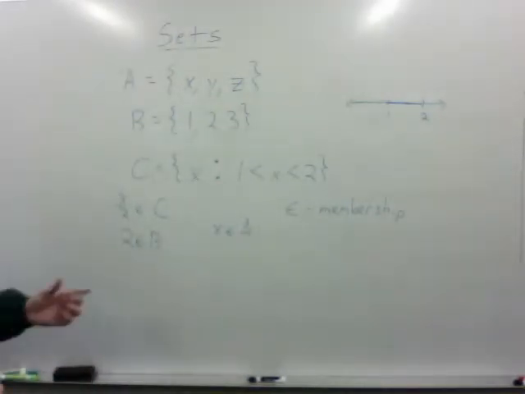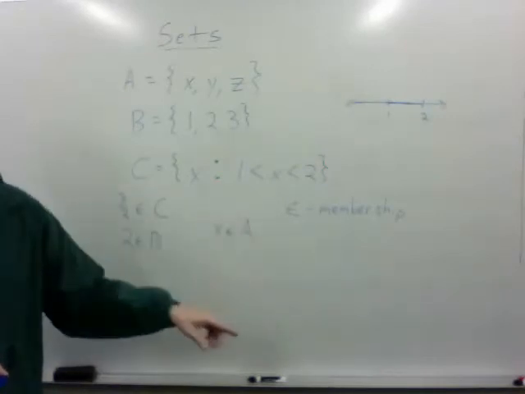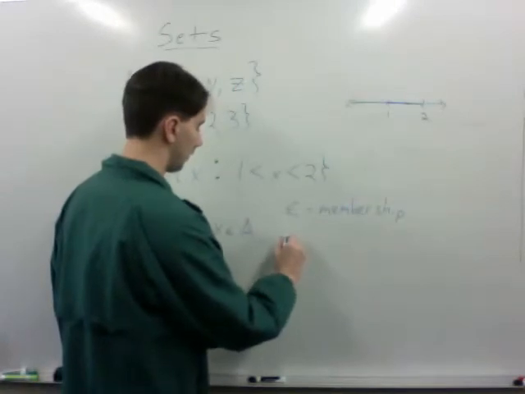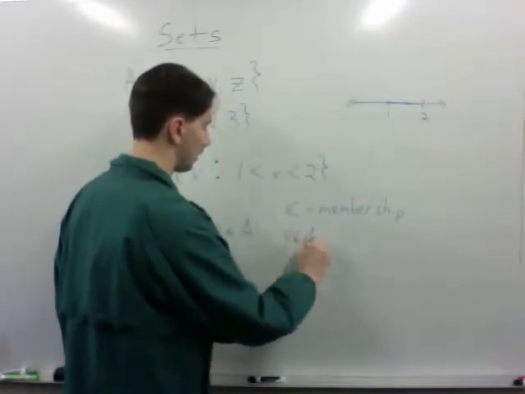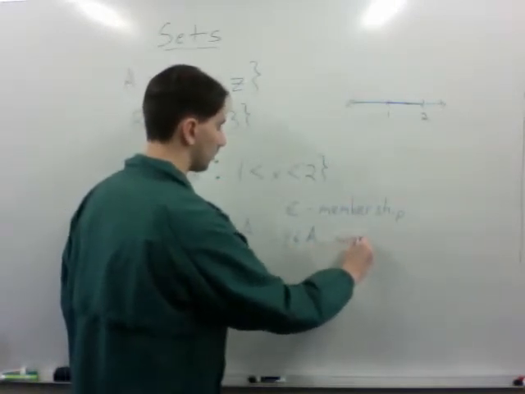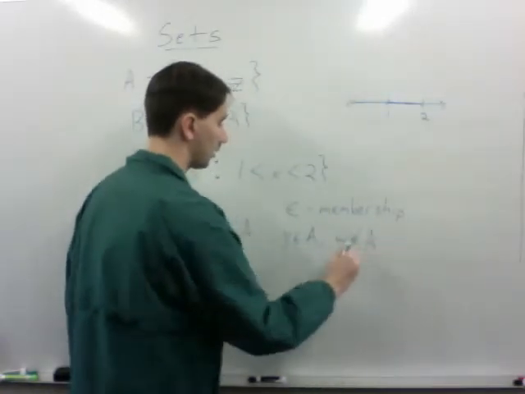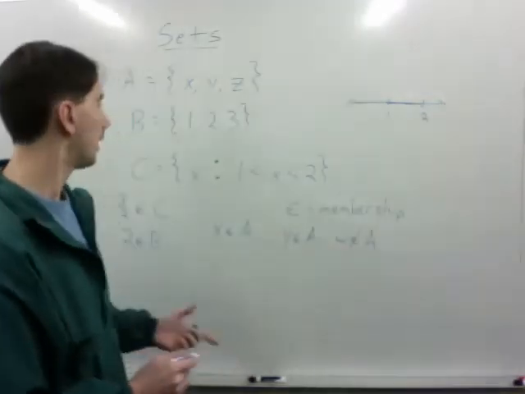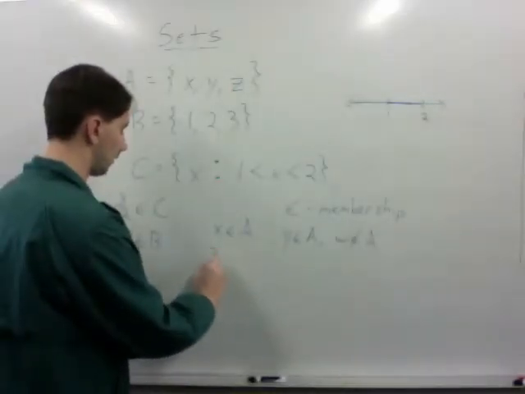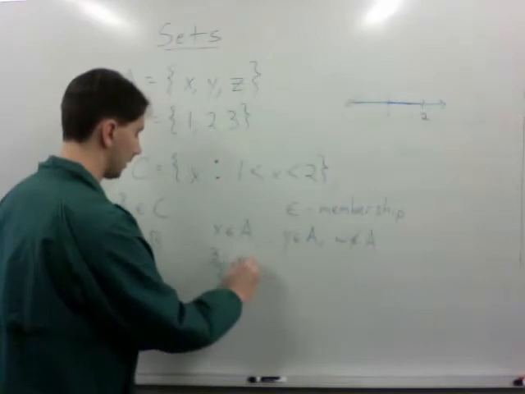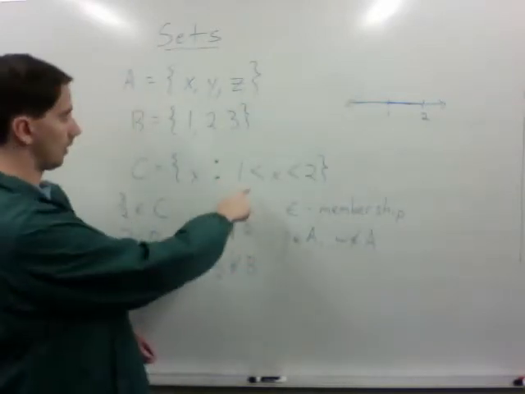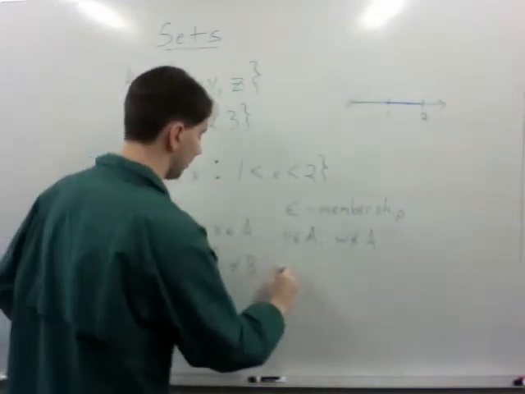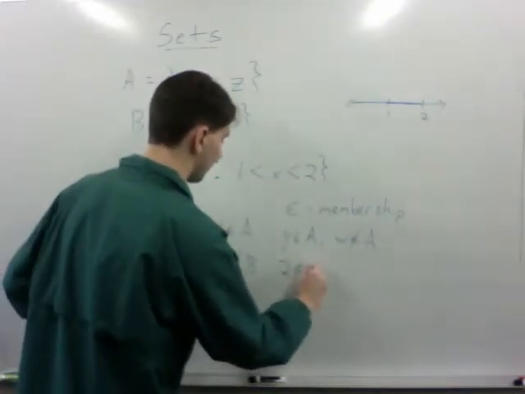If we want to say something is not a member of a set, you just write a slash through the membership symbol. For example, X is in A, Y is in A, but W is not in A. Likewise, we could say that 3/2 is not in B. And in C, my rule was strictly less than: X has to be less than 2. So 2 is not an element of C.